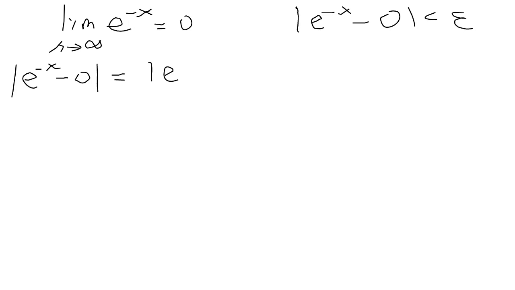E raised to any number cannot be negative, because remember, e is a positive number. No matter what power you raise it to, it can't be negative. You can't raise a positive number to any power and get a negative result. That's impossible. That's why the logarithm of a negative number is undefined. So this is simply equal to e to the minus x.